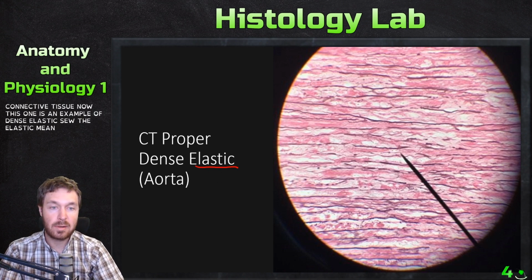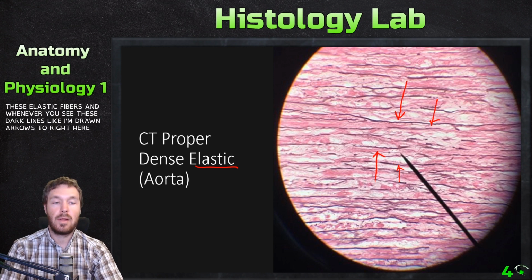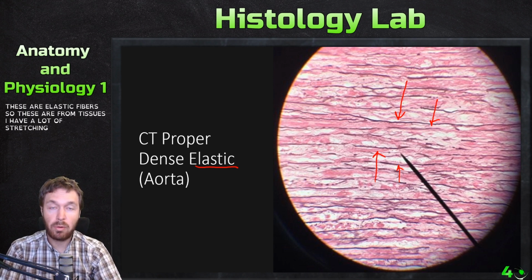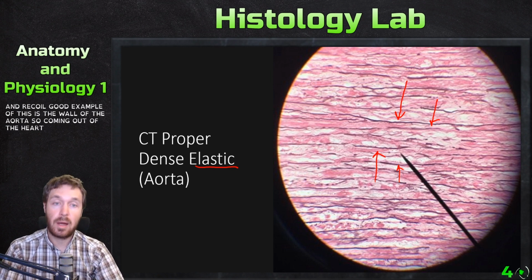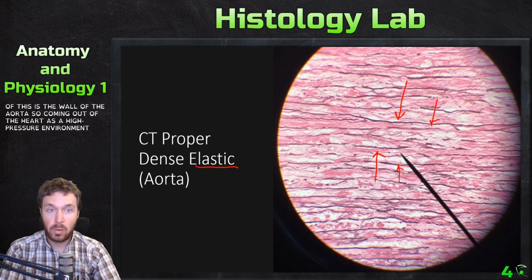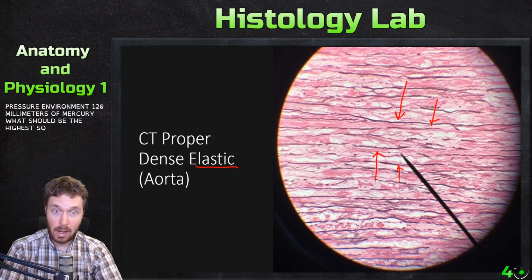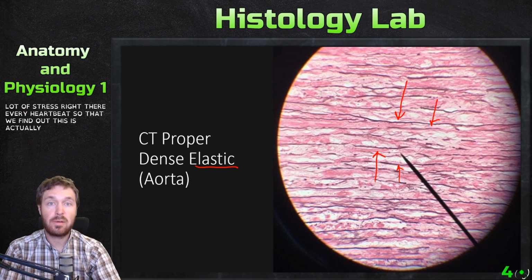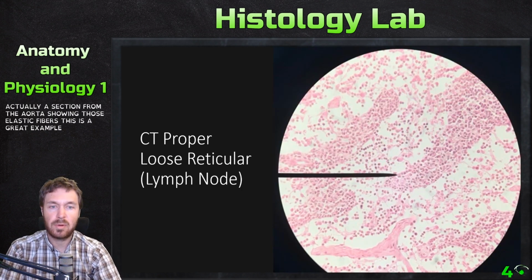The elastic means there are these elastic fibers, and whenever you see these dark lines, like I'm drawing arrows to right here, these are elastic fibers. These are from tissues that have a lot of stretch and recoil. A good example of this is the wall of the aorta. Coming out of the heart, it's a high pressure environment, 120 millimeters of mercury, which should be the highest. So that has a lot of stretch right there, every heartbeat. So this is actually a section from the aorta showing those elastic fibers. This is a great example of that.